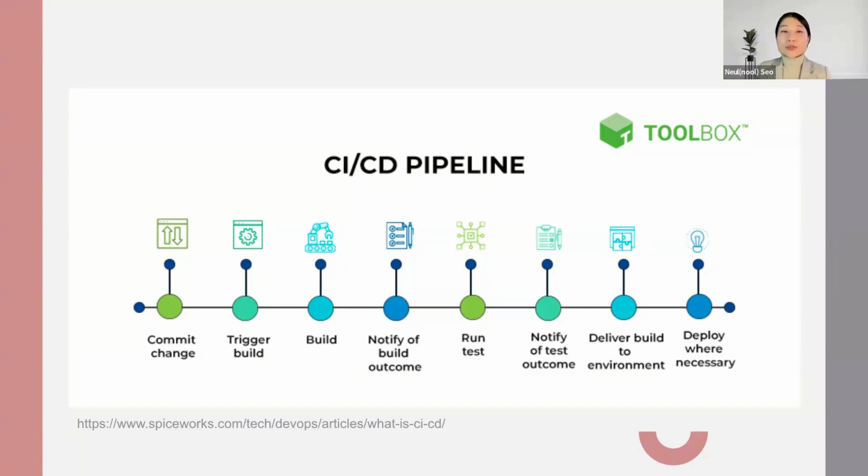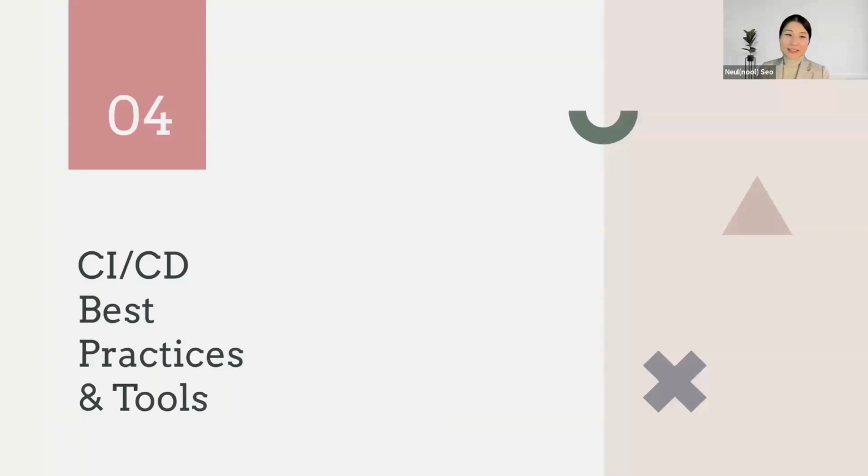getting to users faster. So the practices in a CI/CD pipeline include committing change, building, checking the outcome, running test, checking the test outcome, delivery, and deploying. All right, so we now have some understanding of CI/CD. So CI/CD, in the simplest terms, is deployment practices. Now let's take a look at the best practices for CI/CD and then the tools used.